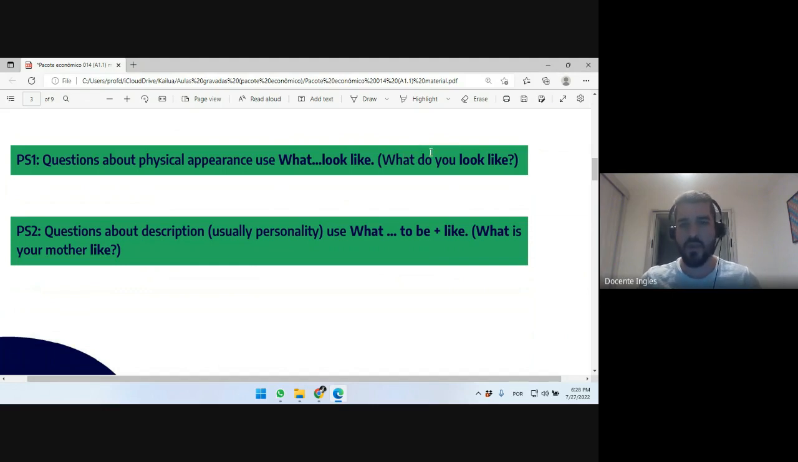For example, what do you look like? I am medium height. I am medium weight. I have short, straight brown hair. I have brown eyes. I have a beard. I have a mustache. Okay, so the question about physical appearance, what, and in the end, look like.